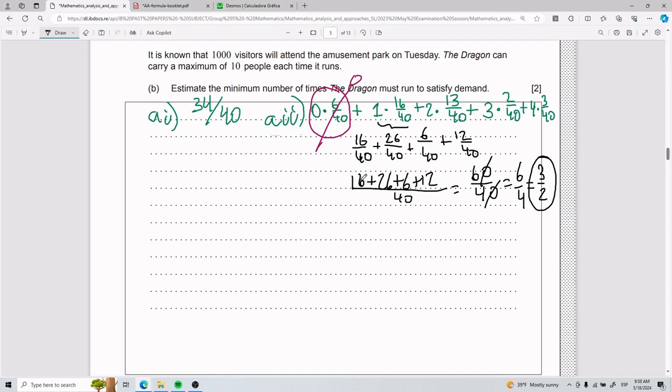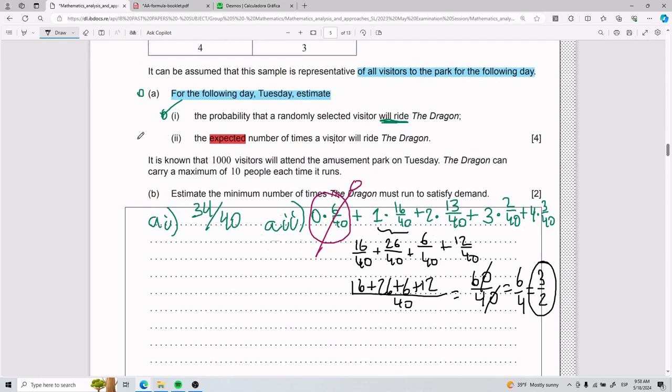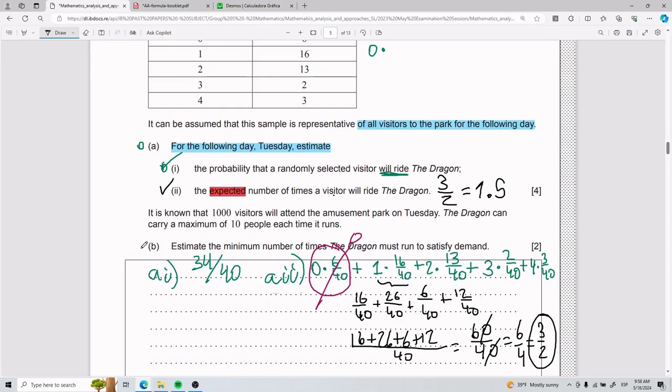Okay? So for part A, double I, the expected number of times a visitor will ride the dragon is 3 over 2. If you want to get fancy, this is the same as 1.5. Okay? I'll leave it as a fraction because whatever. See, we're working with fractions. Then they tell us that it is known that 1,000 visitors will attend the amusement park on a Tuesday, and the dragon can carry a maximum of 10 people each time it runs. And so we need to estimate the minimum number of times the dragon must run to satisfy the demand.